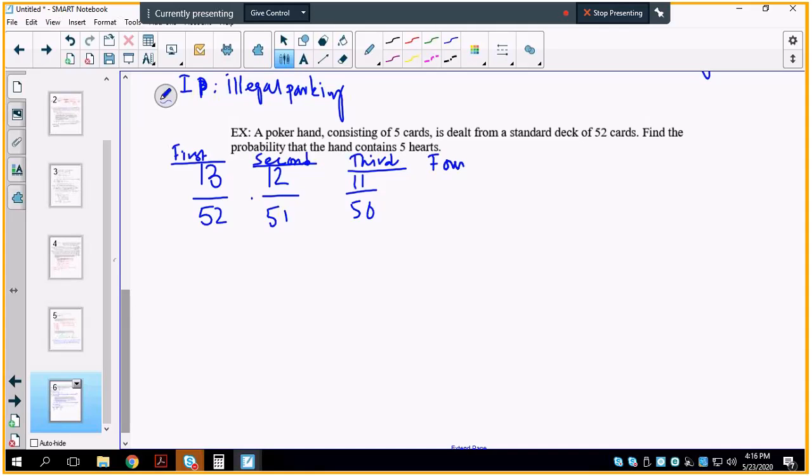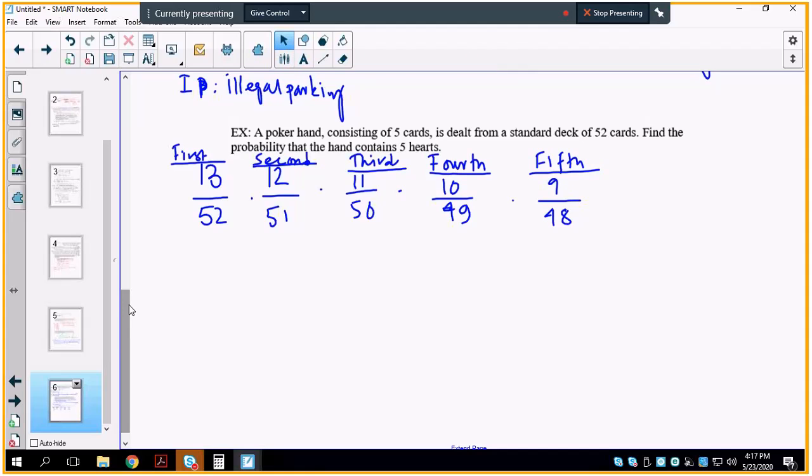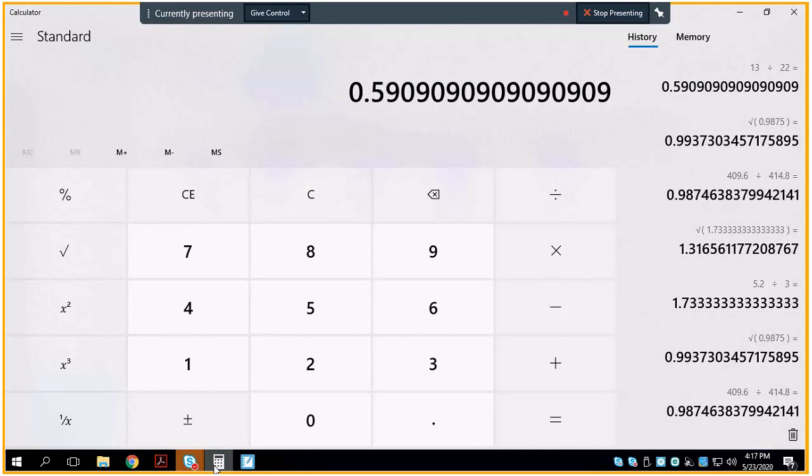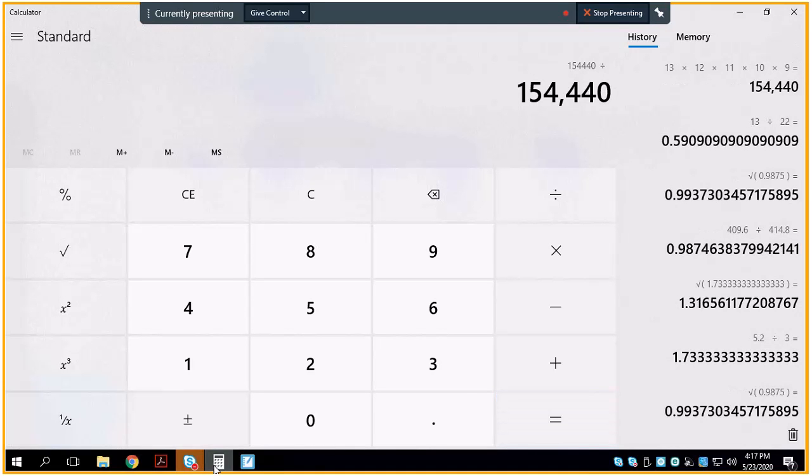Then the fourth card, and probably you can understand the pattern, I have 3 chosen, so there are 10 hearts out of a total of 49 cards left. And then finally I do the fifth card, and that will be 9 of the hearts are left because 4 are chosen, out of 48 total cards. And the probability is going to be the product of these individual numbers. So we can calculate this number in our calculator and round to 4 decimal places. So for the top, I do 13 times 12 times 11 times 10 times 9. And then I divide it by 52 times 51 times 50 times 49 times 48.